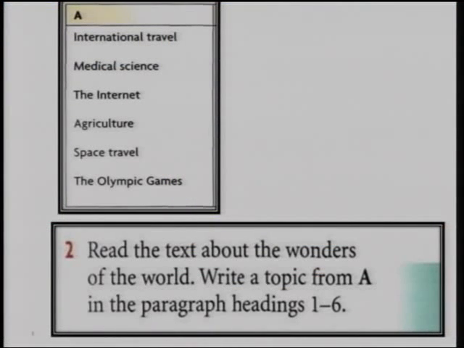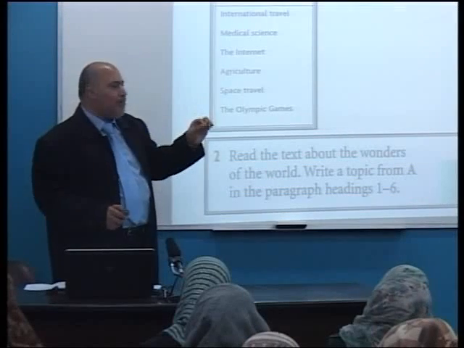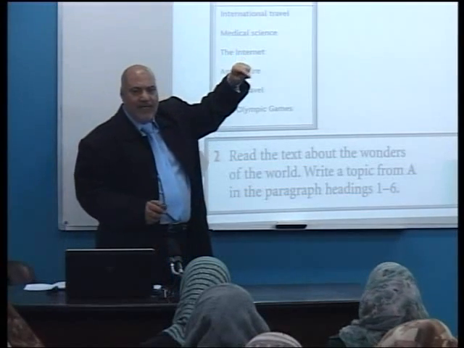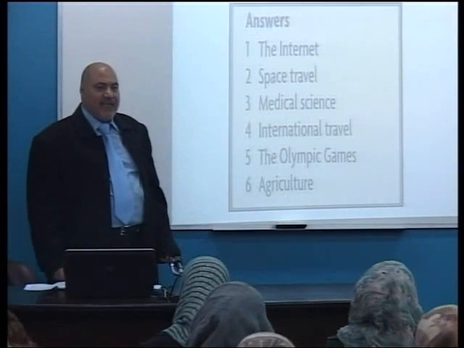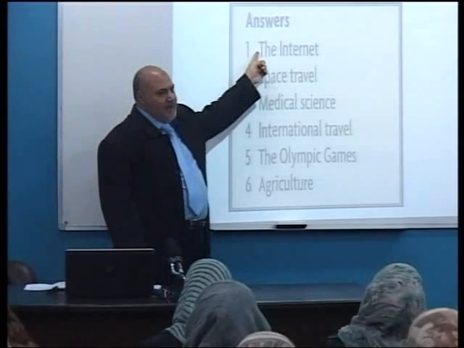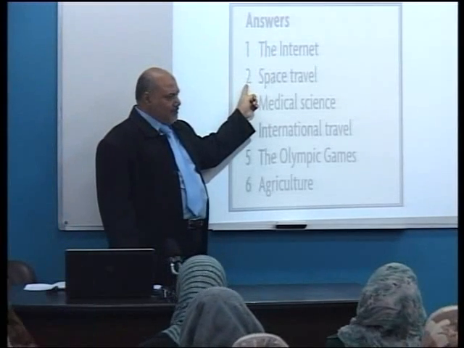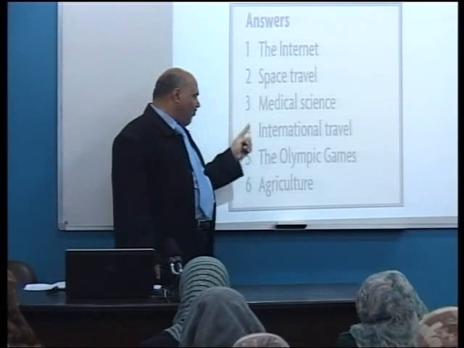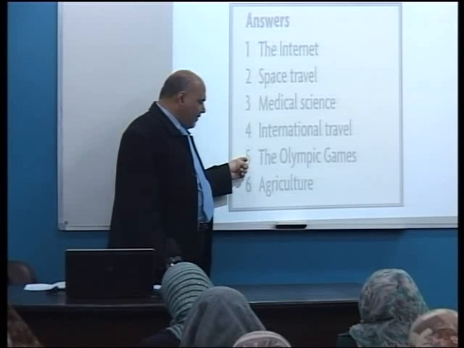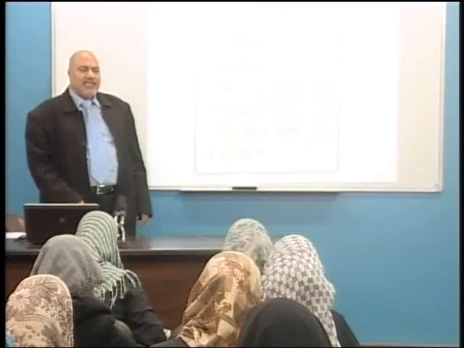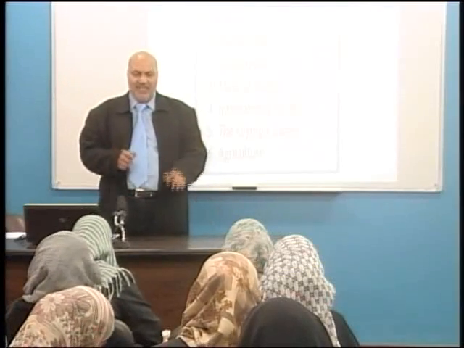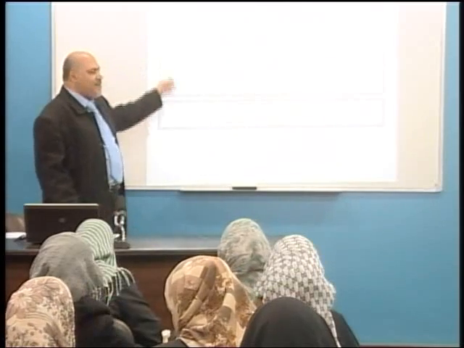Now we want to arrange these words, these titles, into the paragraphs. We will put each title in each paragraph. So this is the answer. Number one is the internet. Paragraph number one is about the internet. Number 2, 3, 4, 5, and the last one, agriculture. Now let's come to the passage itself. This is the first paragraph.